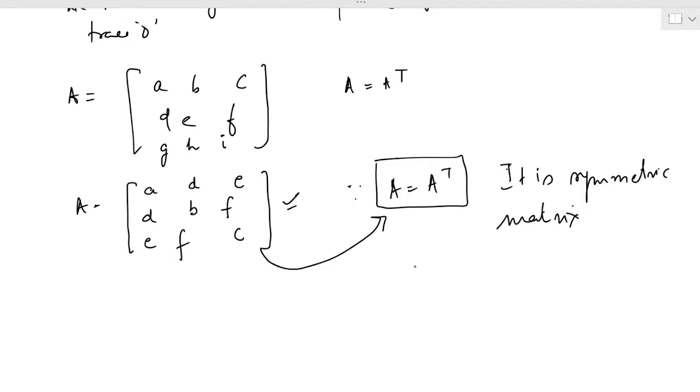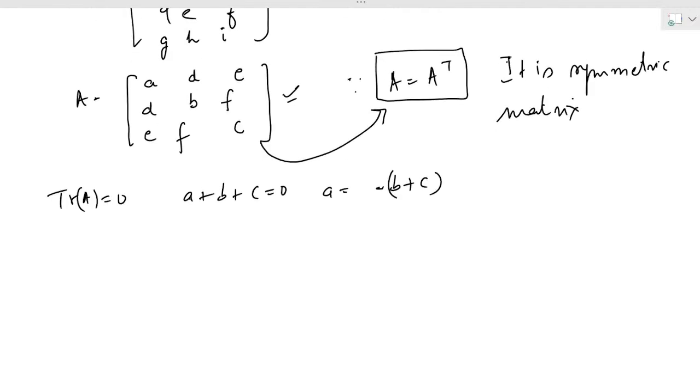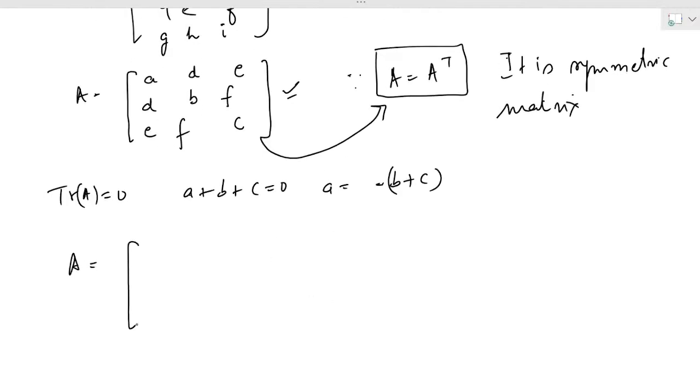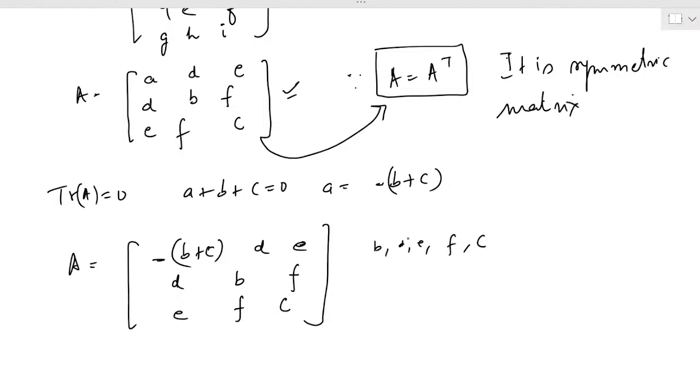Okay. Now, further, we also want the trace of A to be equal to 0. So trace of A equal to 0 means A plus B plus C should be equal to 0. Or simply, I can write A is equal to minus of B plus C. So the matrix A would consist of minus of B plus C, and then you have this D, and then this E, and then you can write D here, B here, F here, E here, F here, and C here. Where B, D, E, F, and C, all of them belong to real numbers.